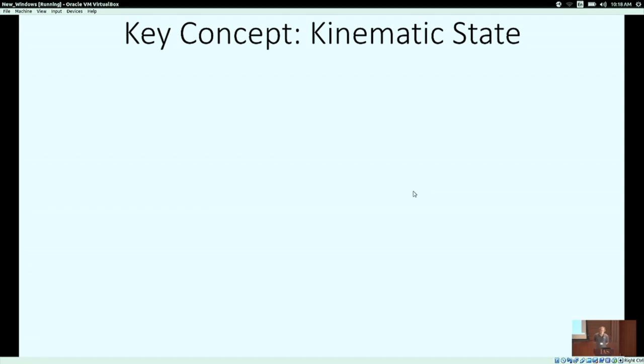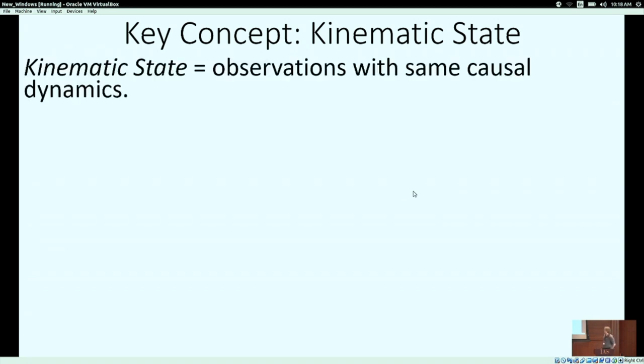Okay, so what's going on here? There are several key concepts in this paper. One of them is the notion of a kinematic state. This is a new kind of state abstraction, and essentially, it's observations with the same causal dynamics. I'm going to tell you what this means formally.